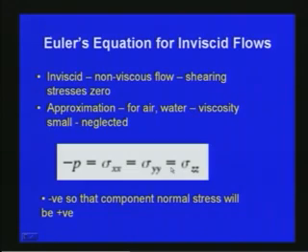When we consider Euler's equation for inviscid flow, inviscid means non-viscous flow, so that we do not have to consider the shearing stresses; the shearing stresses become 0. This is not an exact way, but we can approximate many of our fluid flows, like wind flow or air flow or water.